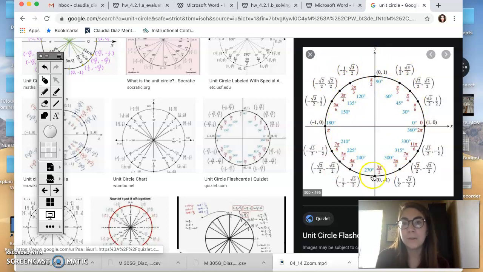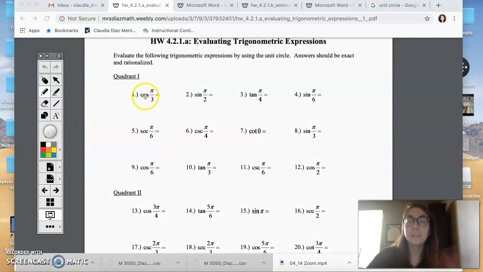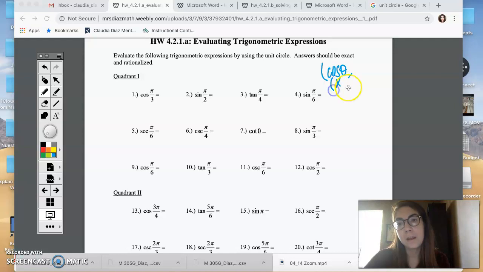After having that unit circle memorized, then we're simply going to figure out what cosine is, what sine is, all that good stuff. So let's refresh our memory. Cosine, remember, is going to be our x-coordinate, and sine is going to be our y-coordinate. So cosine is x, sine is y. If we want to do tangent, well, tangent is y over x, or sine over cosine.